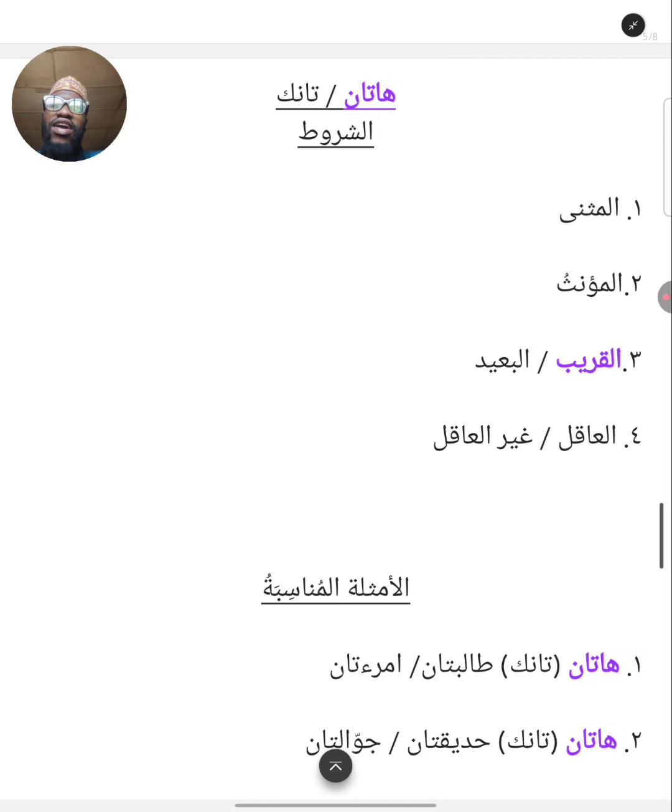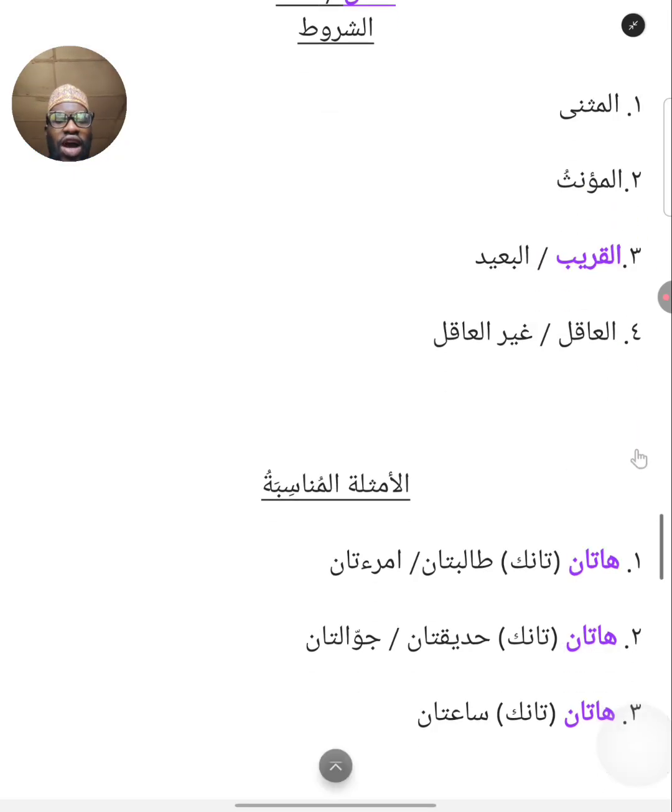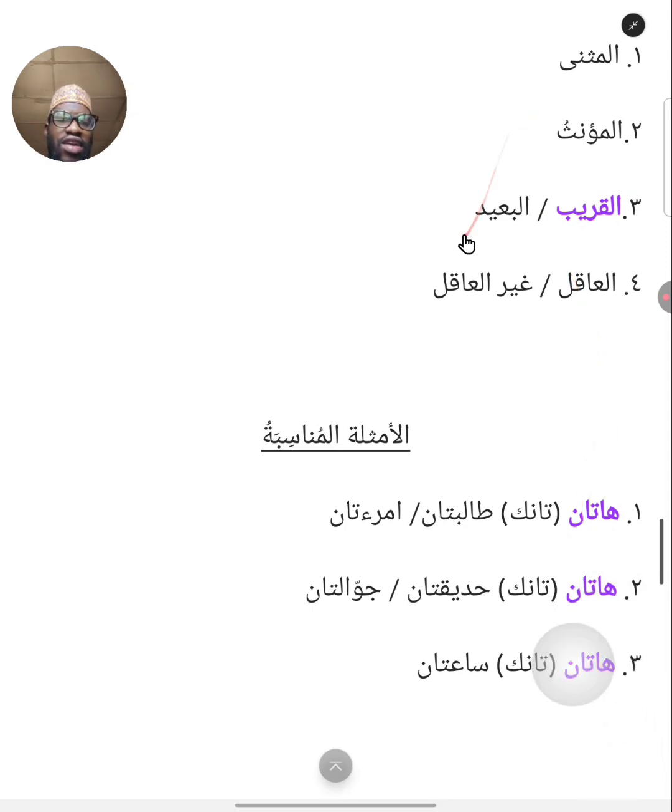Now here we have hatan and tanika. Hatan, just like hazan, it also translates to this. And tanika translates to what? Those. Only that, the difference between hazan and hatan lies within this second condition. So every other condition remains what? The same. So hatan is used for musanna, is used for muannas, dual and what? Feminine, and at the same time it is used for al-qarib, and it is used for either al-akil or ghayr al-akil.